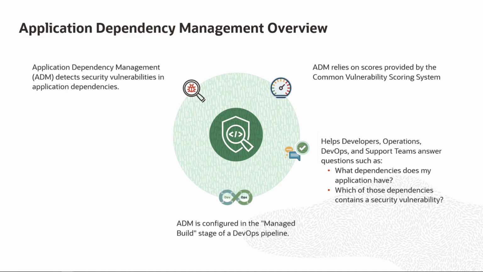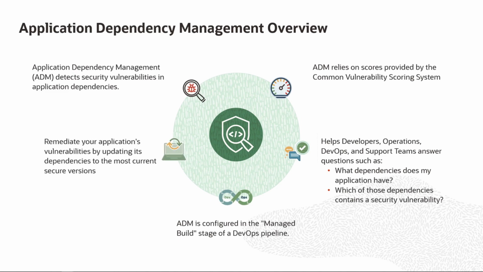ADM is typically configured in the managed build stage of a DevOps pipeline. This means that the ADM will automatically scan your application for vulnerabilities as part of the build process, allowing you to identify and remediate any issues early in the development cycle. By integrating ADM into your DevOps pipeline, you can ensure that your applications are secure and reliable from the very beginning.